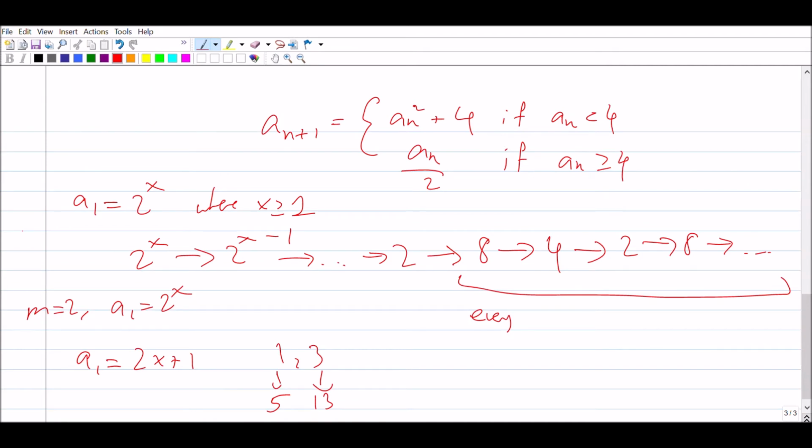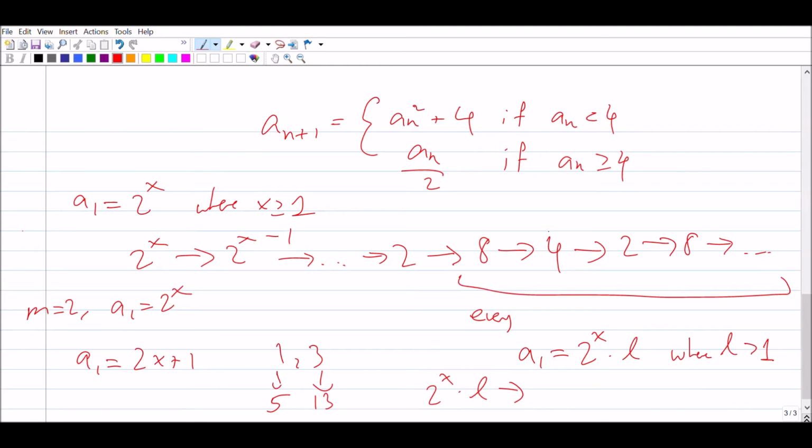So the only case we have left now is if a1 equals 2 to the power x times L, where L is odd and larger than 1. So we started with 2 to the power x times L. Clearly 2 to the power x times L is larger than 4, because the smallest value of L is 3 and the smallest value of 2 to the power x is 2. So 3 times 2 is more than 4.